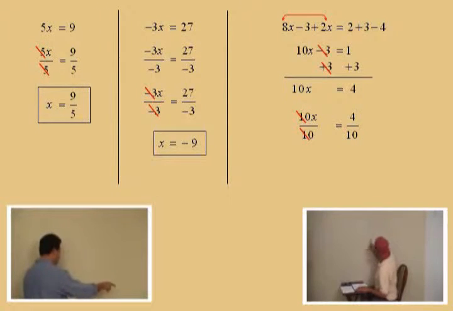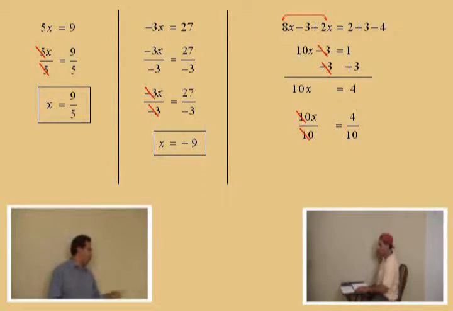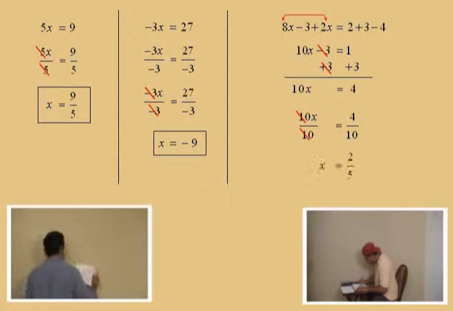To give you that 1x. Now, the 4/10 will reduce. Remember, we're the big time now. How does 4/10 reduce, Charlie? 2/5. Okay, to 2/5. Very good. Okay, so our answer is x equals 2/5.